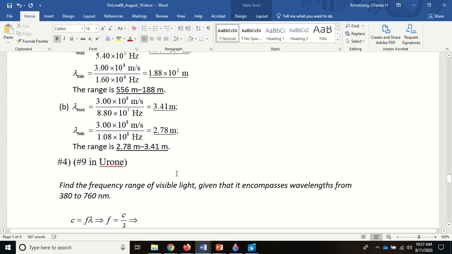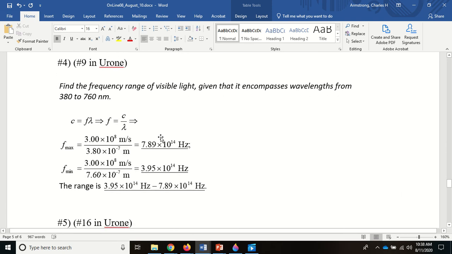Then when you do it for the FM, you get shorter wavelengths, but still 3.41 meters. That's like 3.5 meter sticks. You guys have all seen meter sticks. And then a little less than 3 meter sticks would be the other one. So that would be the range of wavelengths for FM.